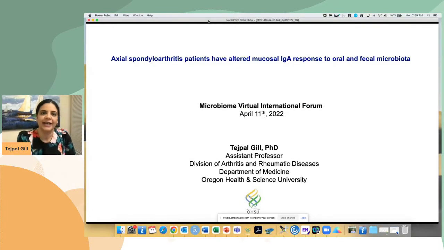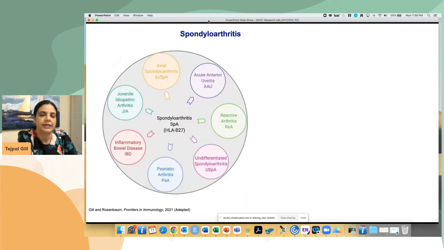So let's get started. For today's presentation, I'm going to be talking about the altered mucosal IgA response to oral and fecal microbiota in patients with axial spondyloarthritis.